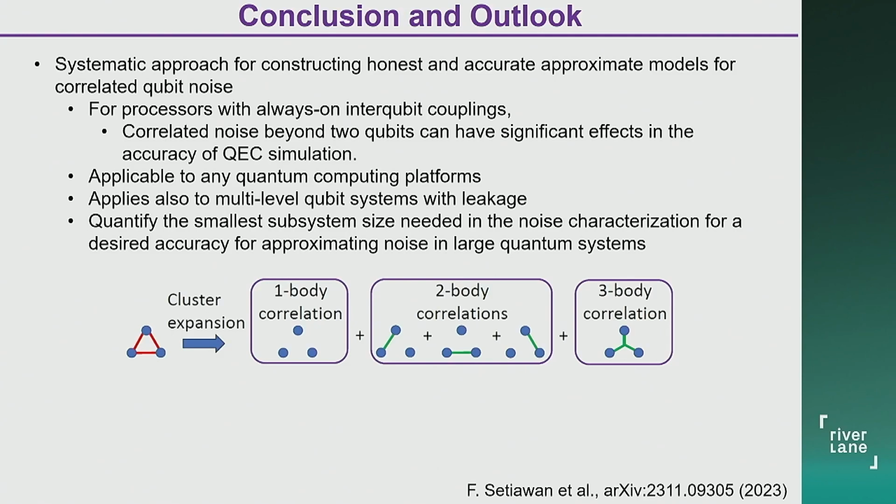Our method is general and can be used for any quantum computing platform, and it also applies to multi-level qubit systems with leakage. In principle, it can be used to quantify the smallest subsystem size that you need in the noise characterization in order to achieve a certain desired accuracy in the approximation of the noise.